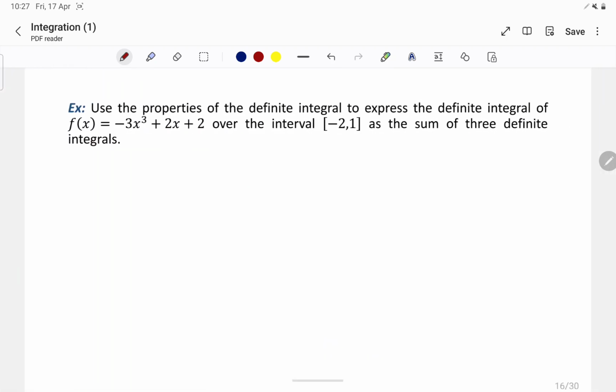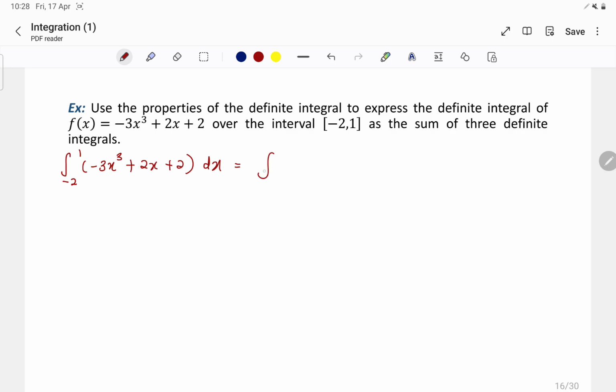Okay, now we use the properties of definite integral to express the definite integral of f(x) equals negative 3x to the power of 3 plus 2x plus 2 over the interval negative 2 to 1 as the sum of three definite integrals. So here they ask us to use the properties of definite integral that we learned just now. So by right, you have negative 3x cubed plus 2x plus 2 dx, and you have to integrate from negative 2 to 1.